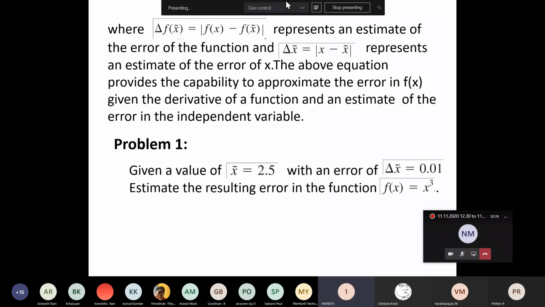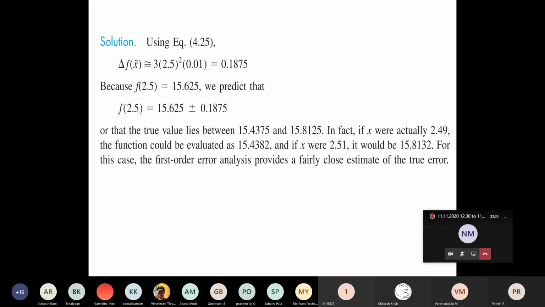The value of x bar is given as 2.5 and the approximation of x is given as 0.01. We need to estimate the resulting error in the function f of x equal to x cube. Next slide. By using that formula, delta f of x bar is equal to f dash of x bar times delta x bar. f of x is x cube and f dash of x is 3x square. f dash of x bar is 3 into x bar whole square. x bar is given as 2.5, so 3 into 2.5 the whole square into the approximation of x, that is delta x bar, which is given as 0.01.